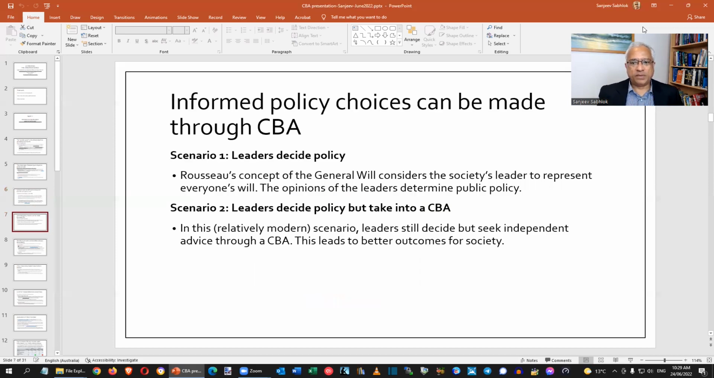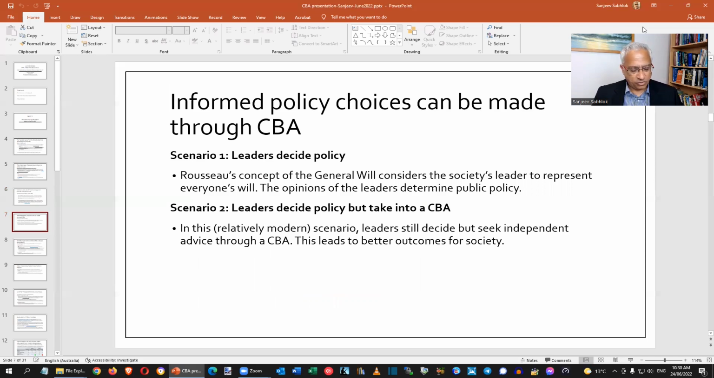So, coming back to the benefits of cost-benefit analysis. When leaders decide policy, and remember, policy is always decided by leaders, either they are elected by us, or they are kings, or they are dictators. Either way, they are people who are leaders.